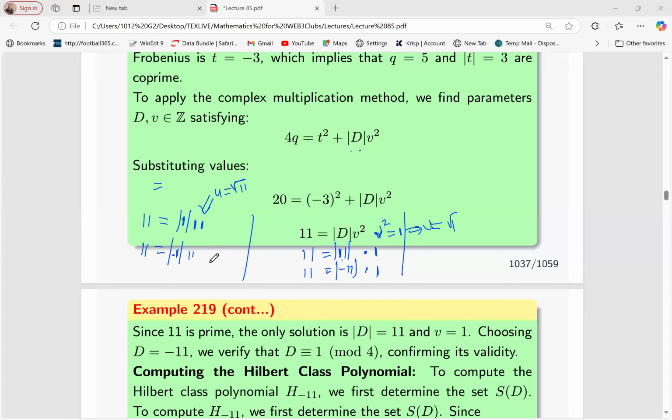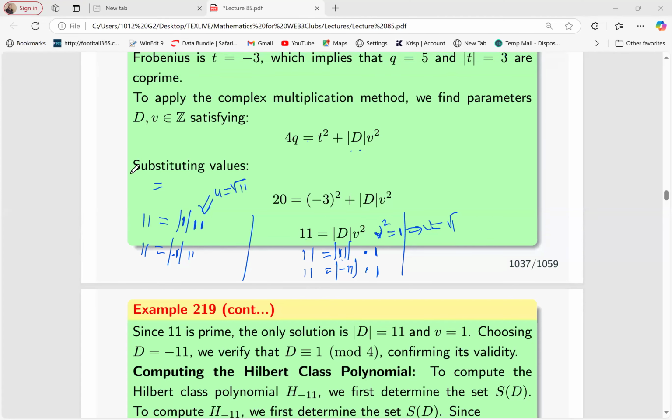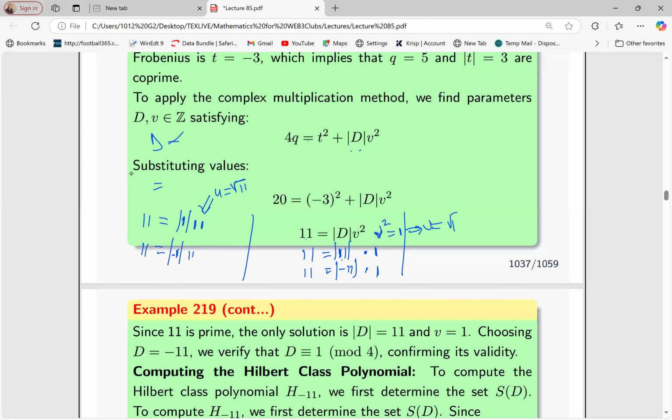Now, we have these scenarios for D and V square. And now you come to the other condition. The other condition was that D was supposed to be less than 0. So that condition disqualifies this scenario and disqualifies this scenario. So the only scenario, therefore, is that D can be -1 or -11.